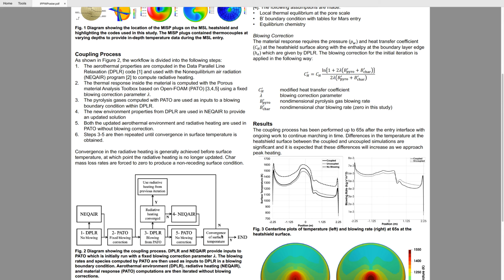The blowing correction equation for the initial iteration in PATO is applied via this equation. The equation relies on a blowing correction parameter, which is given by the user and designated by lambda. It also relies on the non-dimensional pyrolysis and char blowing rates. In this study, the char blowing rate is set to 0 for simplicity.